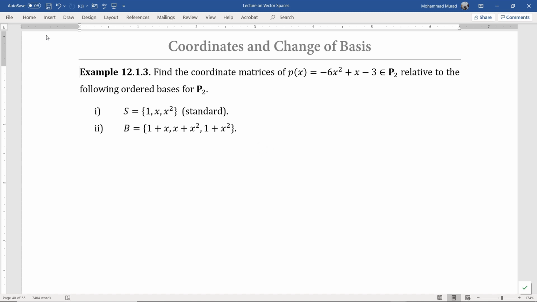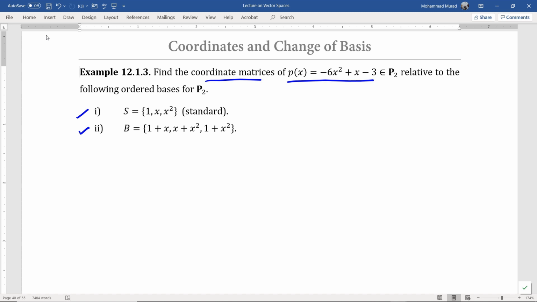Similarly, we can find the coordinate matrices of the polynomial p(x) = -6x² + x - 3 from the vector space P₂ relative to the following ordered bases for P₂. I highly recommend you try this problem. With this, we end part 1 of this lecture.